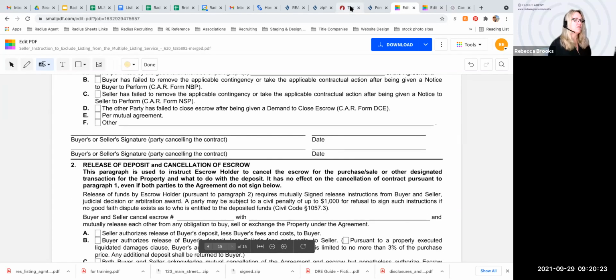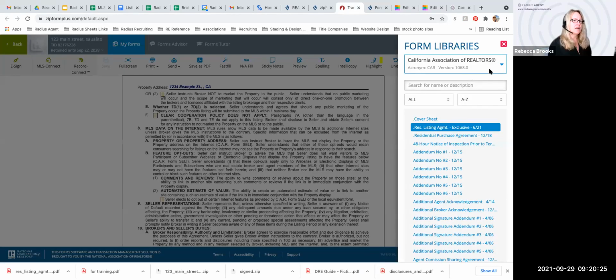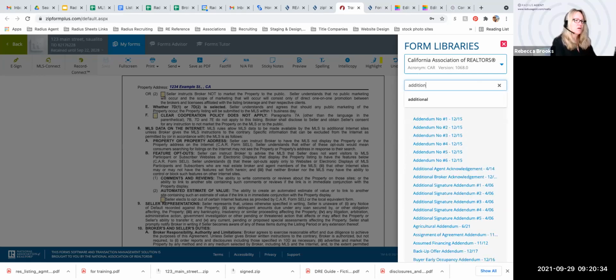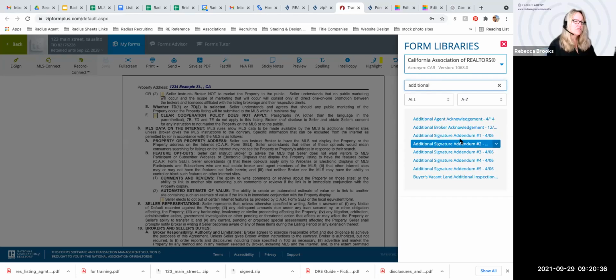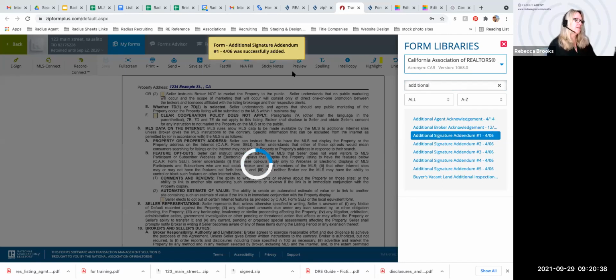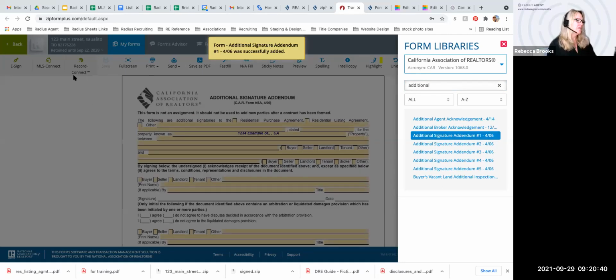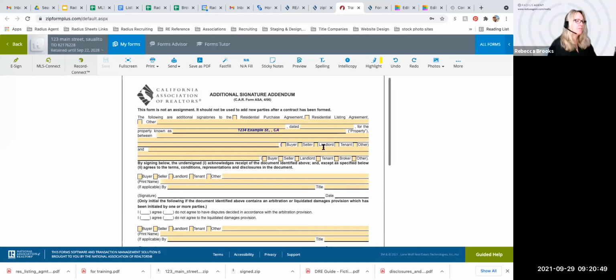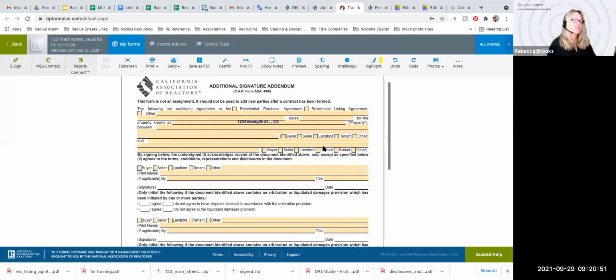Okay, let me go to my zip forms over here. Let's do additional, I think it's additional signature. Additional signature addendum right here. Okay, and so this is going to be a form that you would use when, say that you have 3 or 4 people who you have to fit all of their signatures on a document.